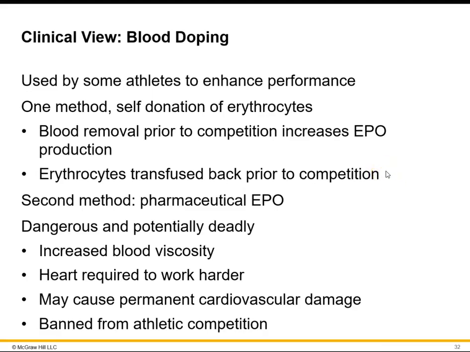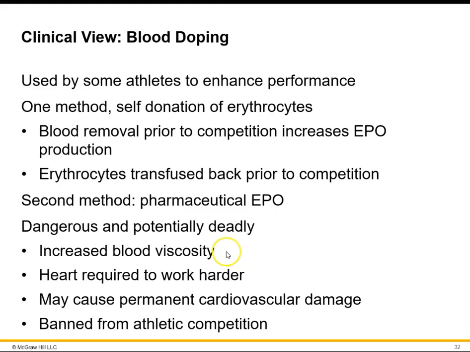So they're going to have a really high oxygen carrying capacity. Another method of blood doping is just to use pharmaceutical EPO. Just stimulate your bone marrow to keep churning out red blood cells. Now, blood doping is a terrible practice, and it's a terrible idea.